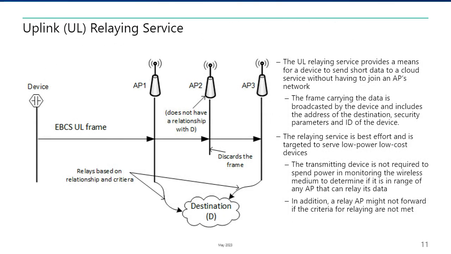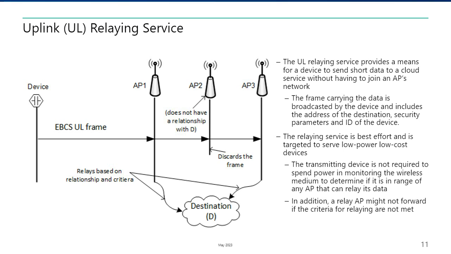Also, looking at the second major use case, let's have a look at the uplink broadcast services or uplink relaying services. In that case, the uplink relaying services provides means for a device to send short data to a cloud service without the need to join or associate with an access point in its network.